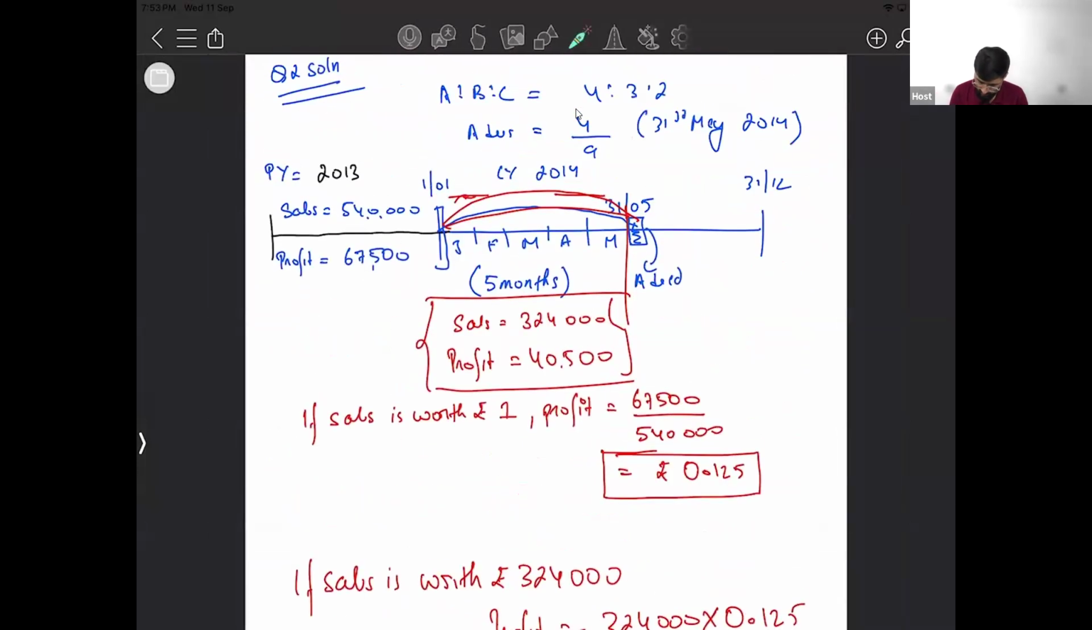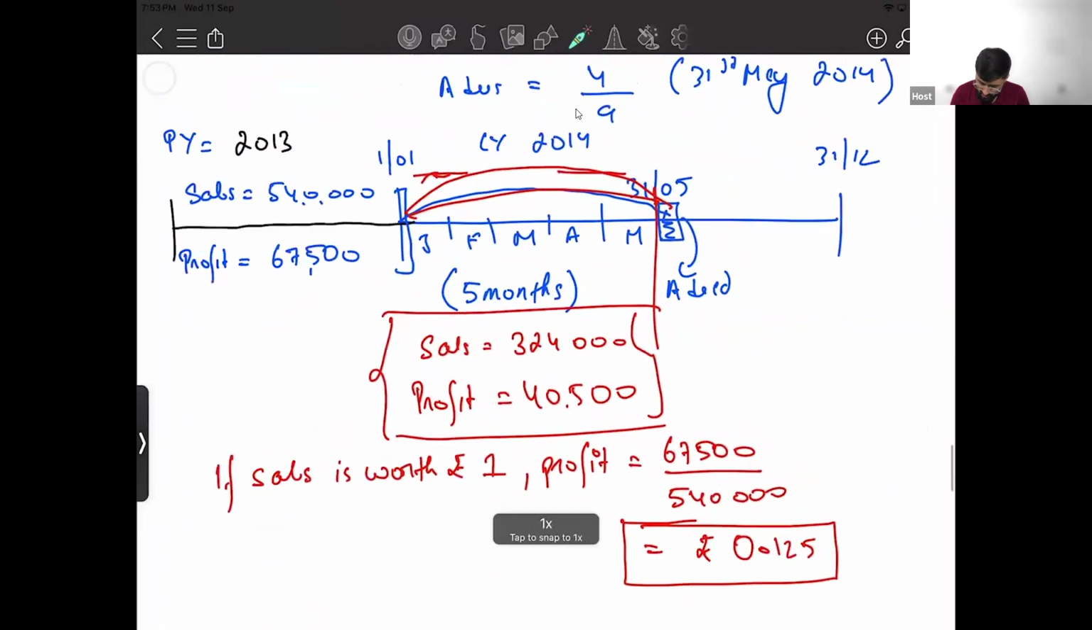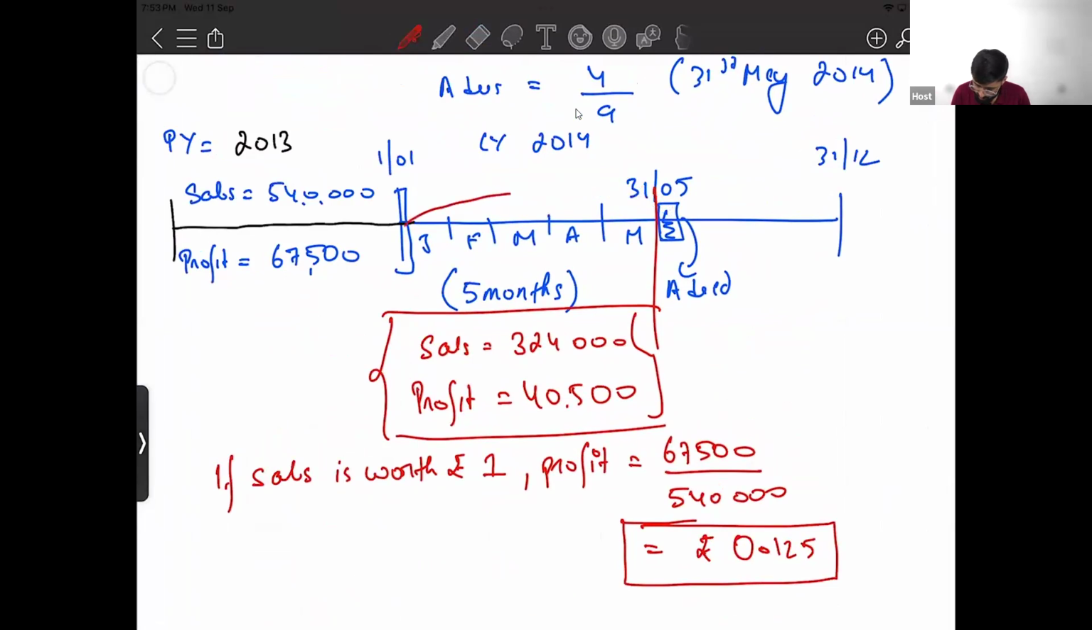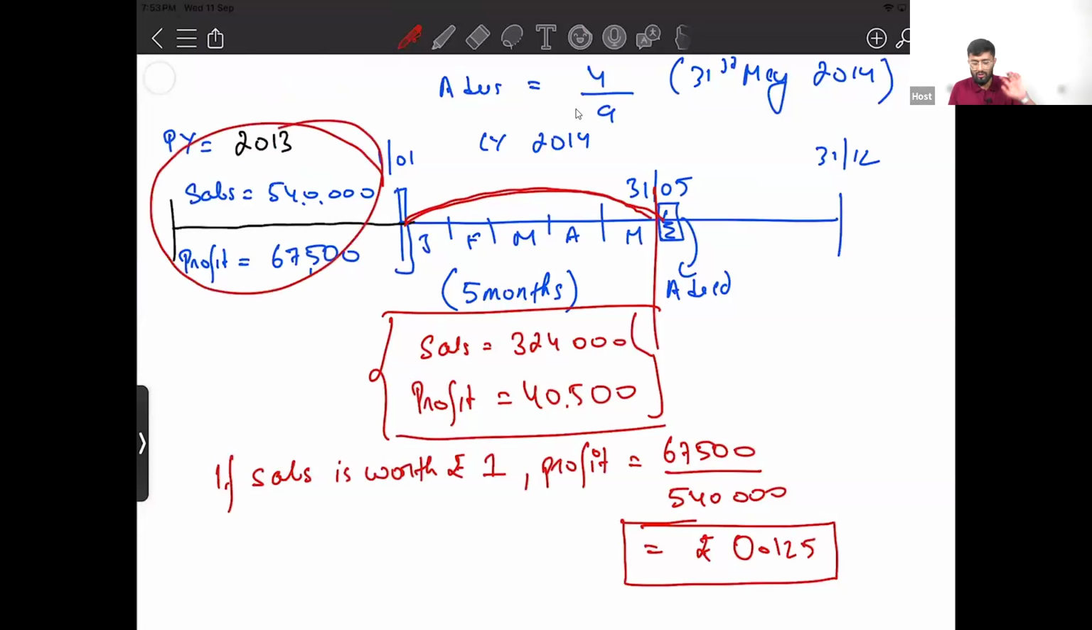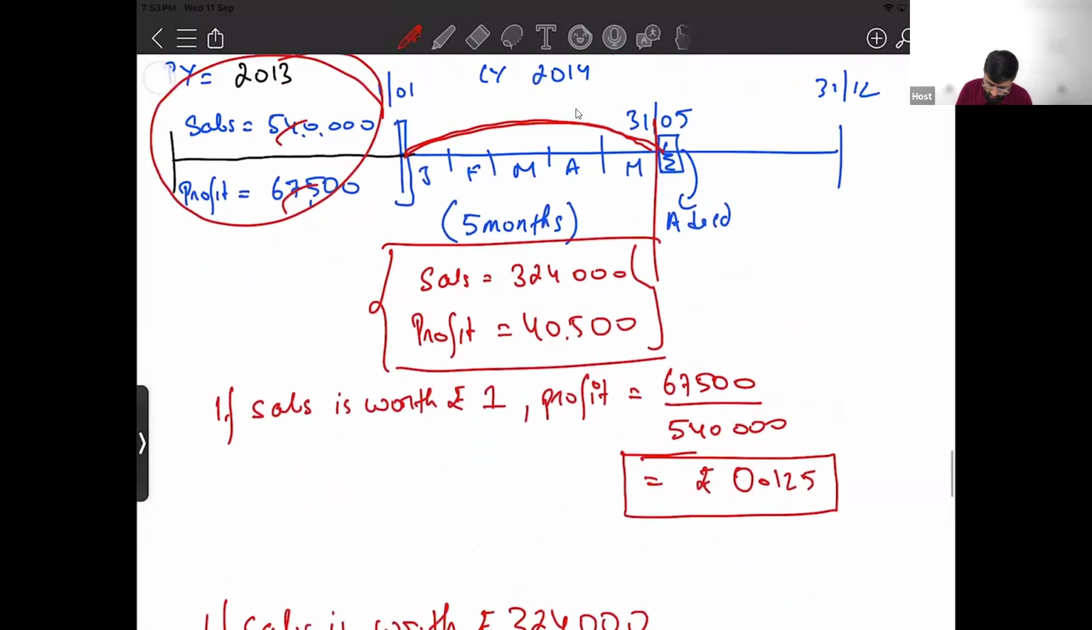Let me explain the question. In this period we have to find the sales that come in, and the profit. The previous year's information is given: in 2013 the sales were 5,40,000 and the profit was 67,500. Now we have to find the net profit ratio. The NP ratio is profit by sales into 100. If you want to understand it that way.